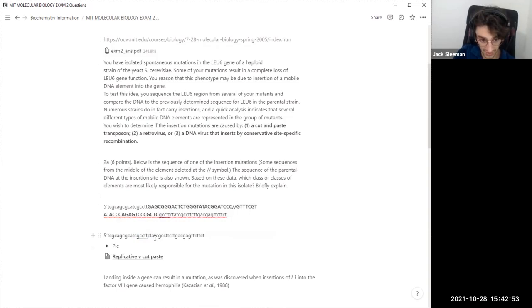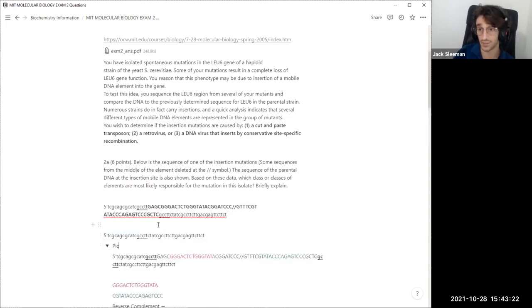It cut this part right here and inserted itself. Note that this is just a 5' strand. If we had the 3' strand, you make the cut here, and in the 3' you make the cut here. So this is GCTT. In the 3' strand, it would be CGGAA, and it would make the duplication of it. If you're having a hard time following, I have a picture for this.